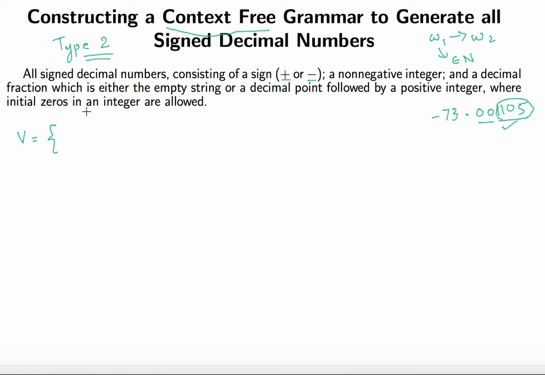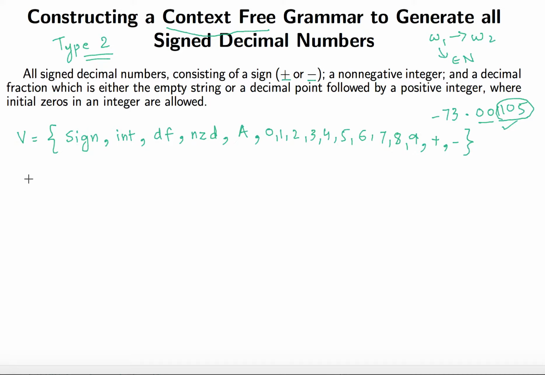So our V has a sign and it has integer and it has decimal fraction and it has non-zero digits and it has a symbol A, and we'll see what it means and how it comes into play. And then we have 0, 1, 2, 3, 4, 5, 6, 7, 8, 9, and then it has plus and it has a minus. Okay, so this is our vocabulary.